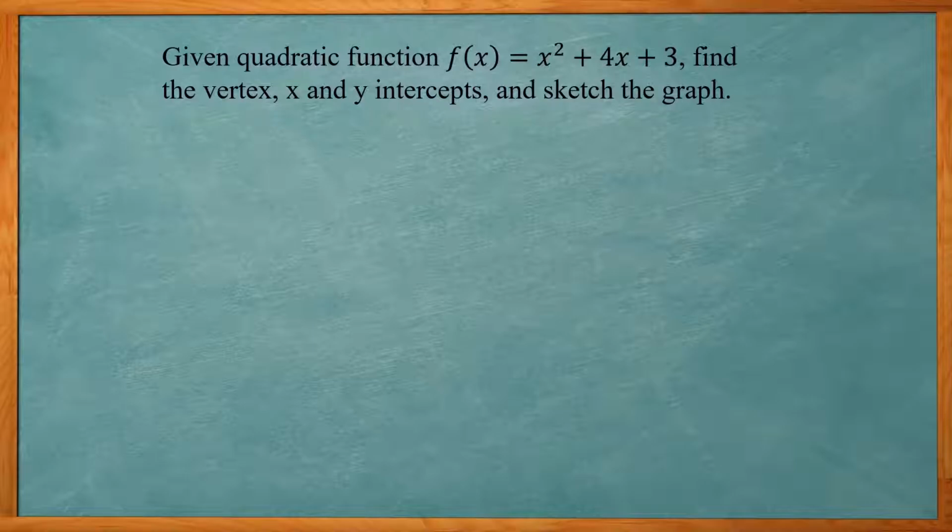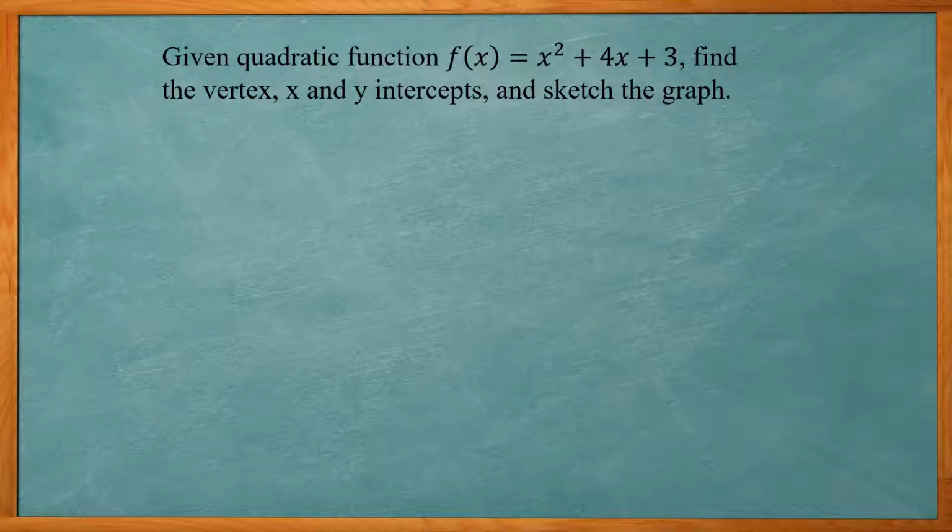Alright, so we have this problem. Given quadratic function f of x equals x squared plus 4x plus 3, find the vertex, x and y-intercepts, and sketch the graph. Alright, so I know this is a parabola because the highest exponent is 2. So this function is a degree 2, so it's going to be a parabola.